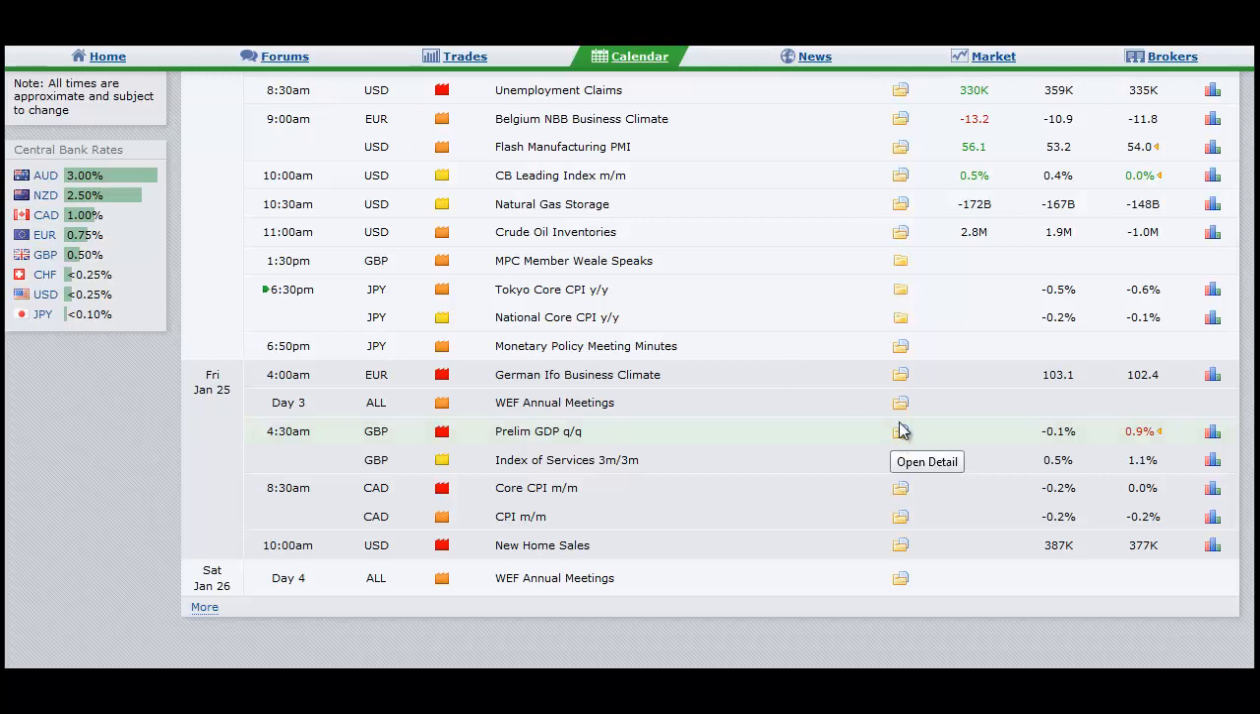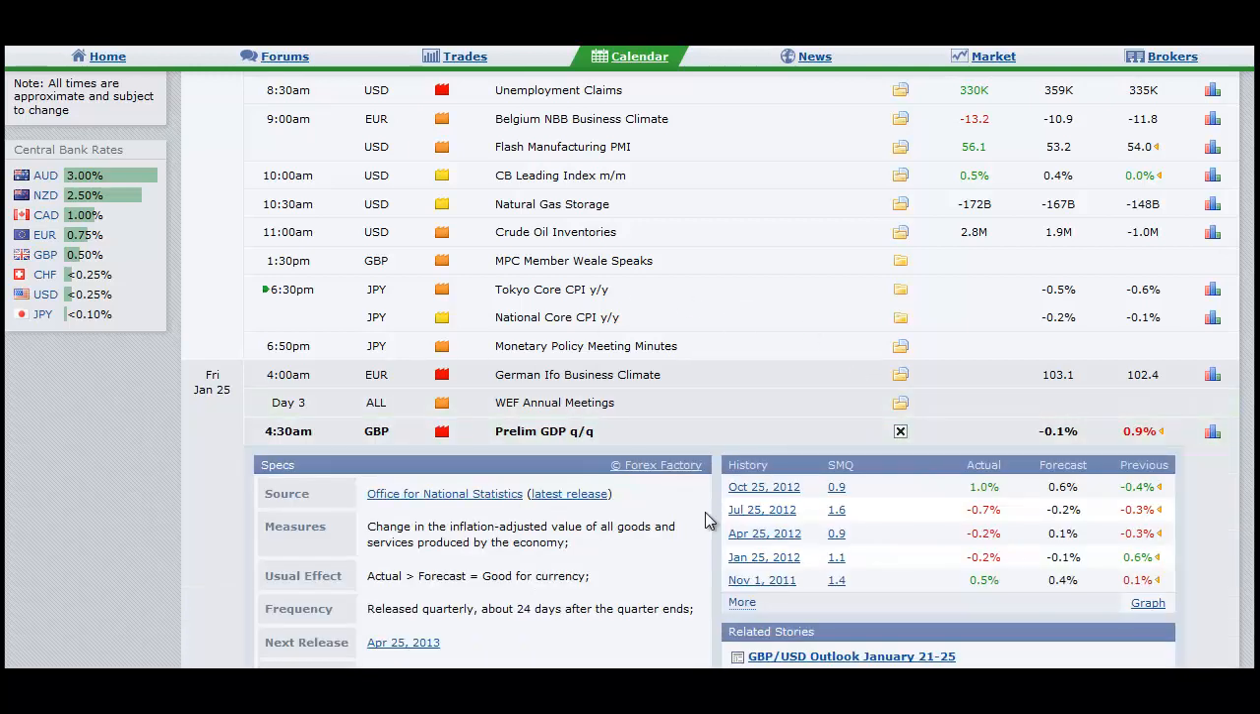You notice a little folder here. Let's click on that folder. And what you see is history. And you probably have already clicked on that and seen this history, and seeing that the forecast in October was 0.6 and the actual was 1.0, an increase of 0.4%. July 25th, minus 0.7, a decrease.